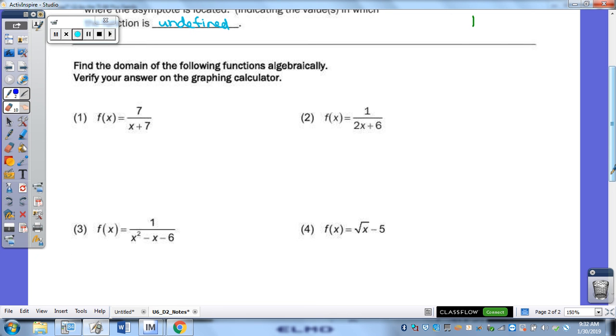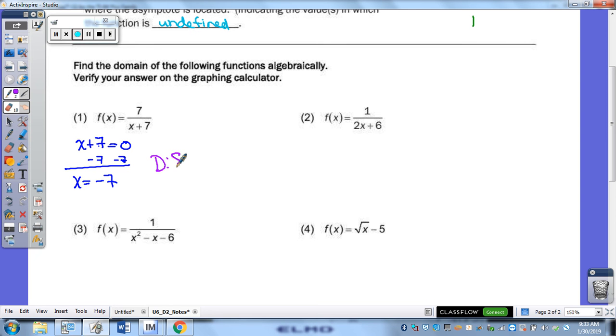So let's actually go ahead now and practice finding our domains with our restrictions. So the first one is a fraction. Our fraction, what we said to do was take the denominator, set it equal to 0. So x plus 7, I'm going to set it equal to 0. And now we're going to solve for x. So I subtract 7. And I am getting x equals negative 7. So that means that is the value x cannot be.